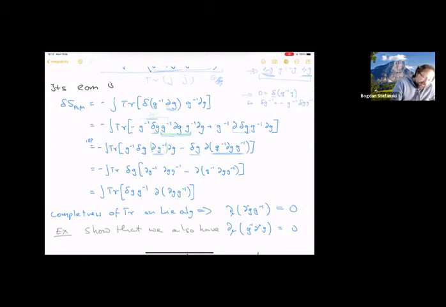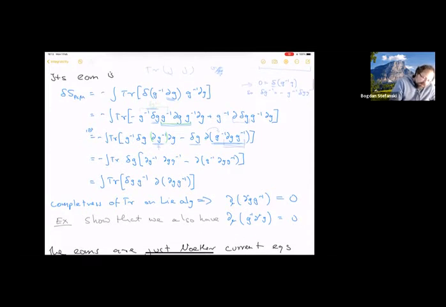This derivative in the second term can either act on G inverse, in which case it'll cancel the first term, or it can act on all the other stuff, on all this stuff here, in which case we end up with this term.